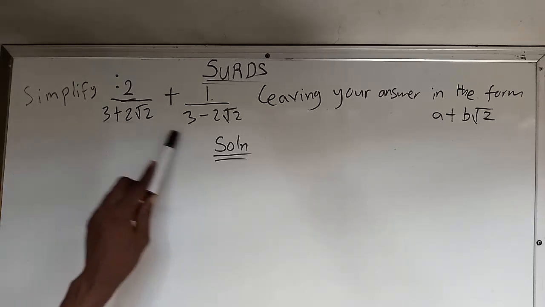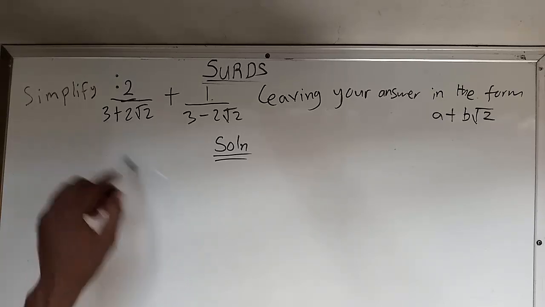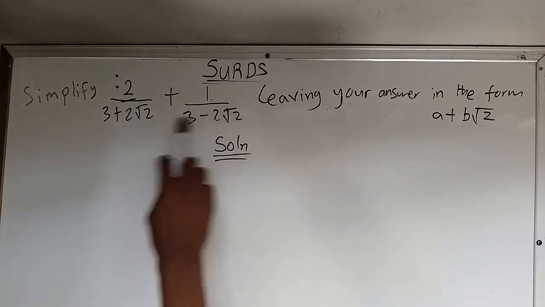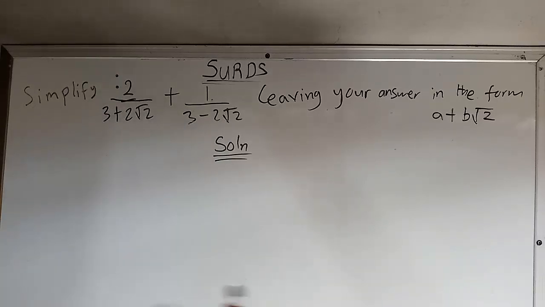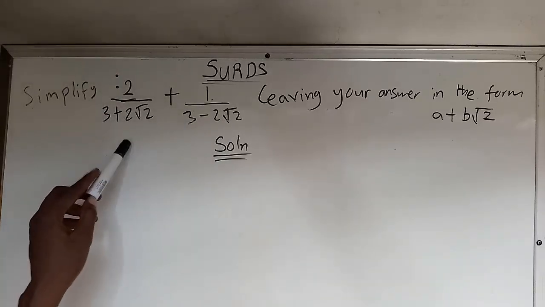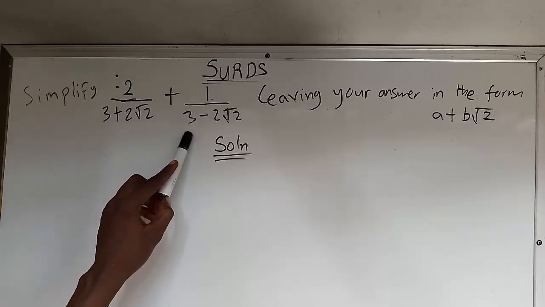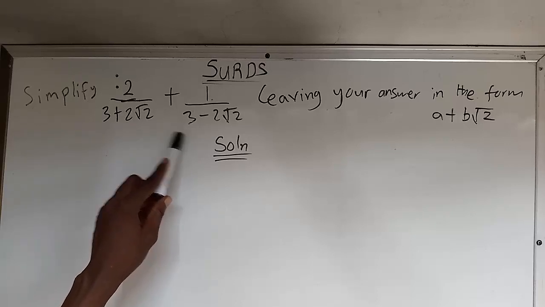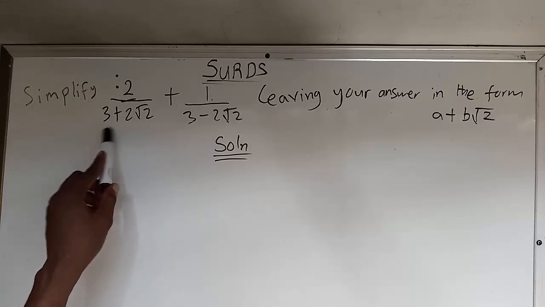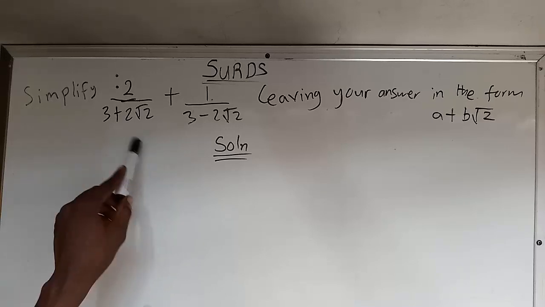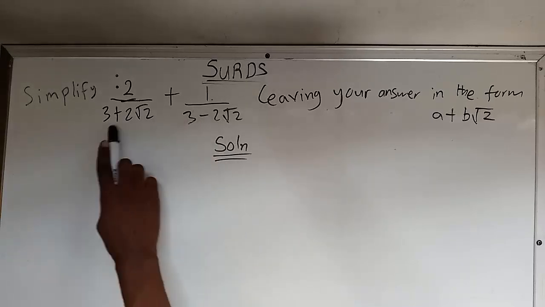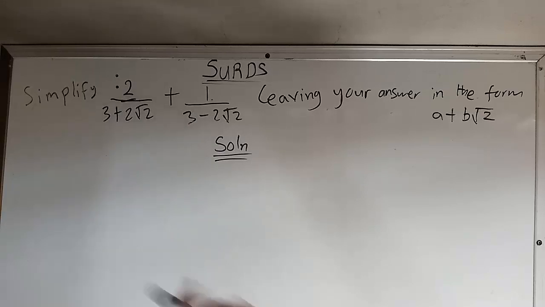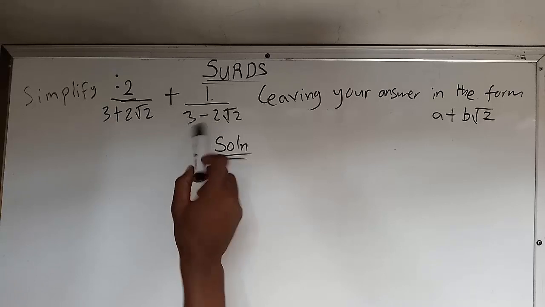Most of the times, they don't bring this kind of rationalization in core mathematics. So this kind of rationalization is in relative mathematics. So what they are testing your knowledge on over here is that they want you to use difference of two squares. You can see that the two expressions are the same except for the sign between them. The first one is plus, the second one is minus.